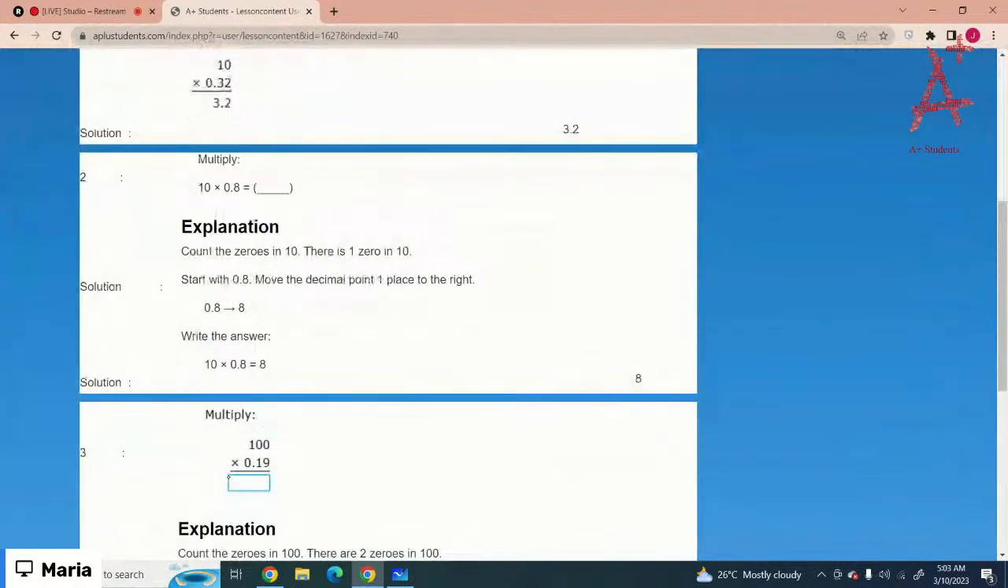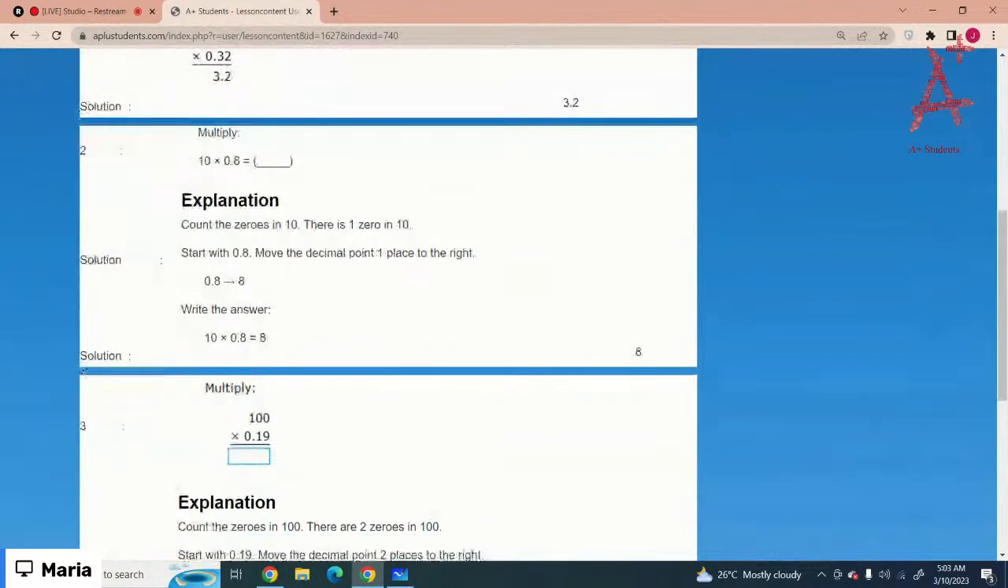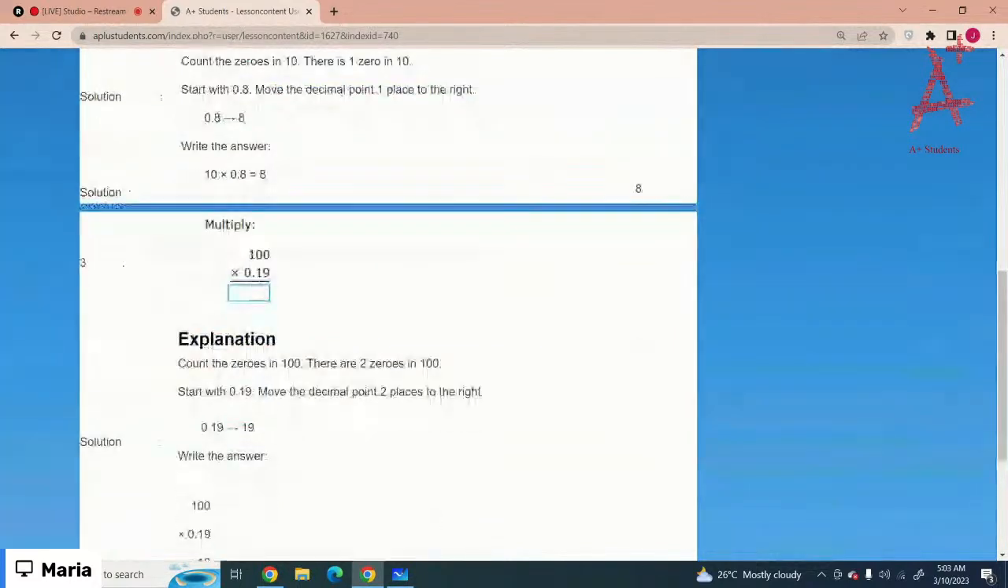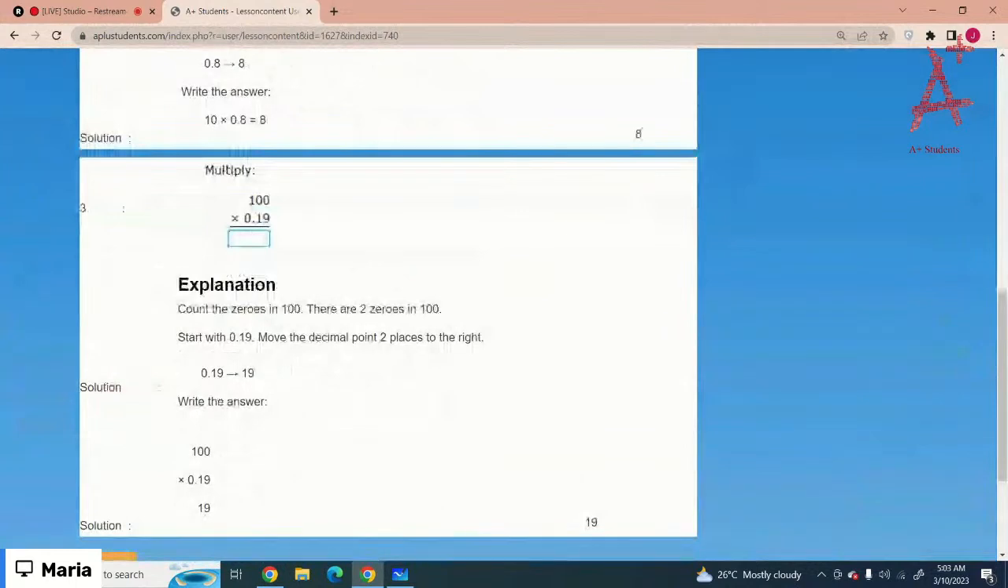Like for this one, 10 times 0.8, you have a one zero in 10. That means you have to move the decimal point one place right. When you move right, from here to here, it would be 8. Okay, the next one is 100 times 0.19. You have two zeros in the 100. That means you need to move the decimal point two places right. So it would be 19.